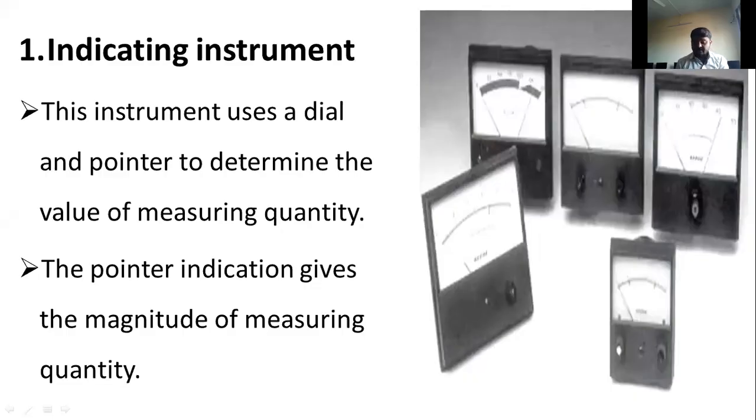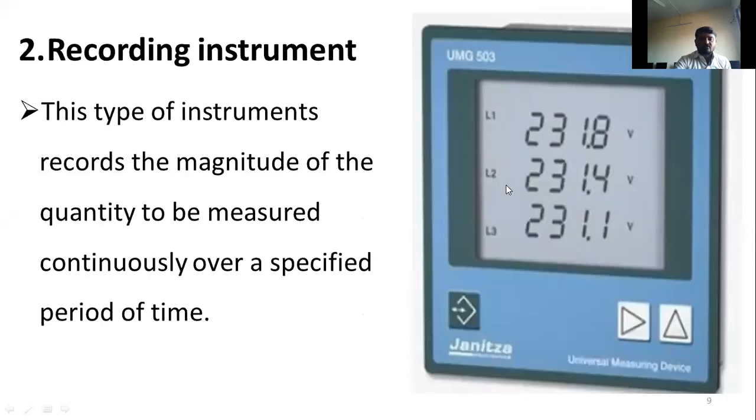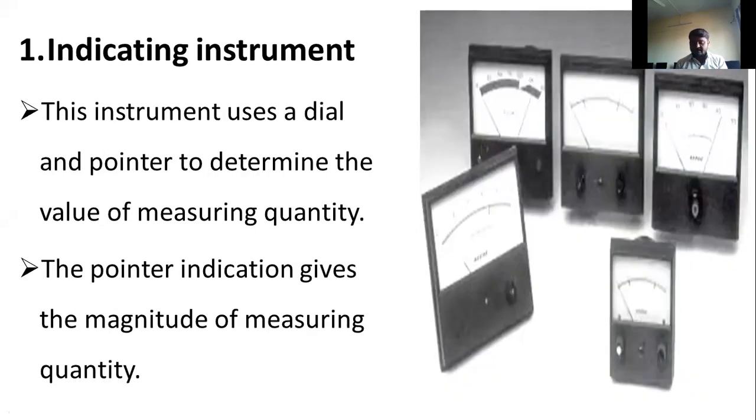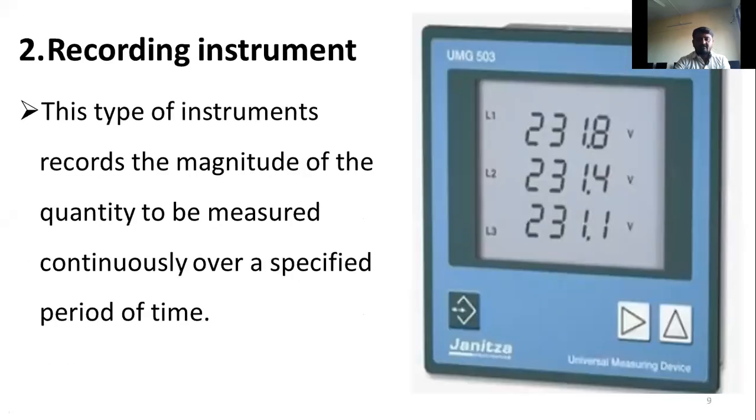So those types of instruments are called indicating instruments. This pointer is going to deflect over there and indicate the values of the quantity being measured. That is called the indicated value. We are going to call that one. Is it clear? Indicating instruments. Yes, sir. Okay. Next one we'll see here.